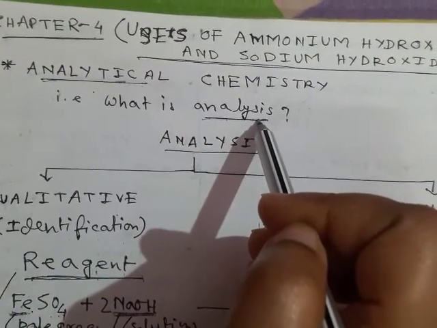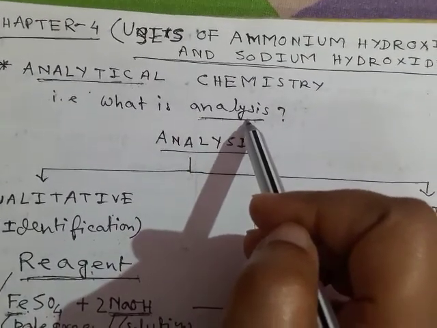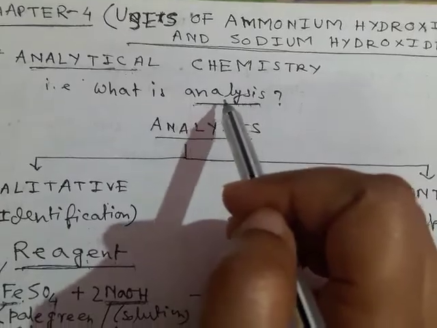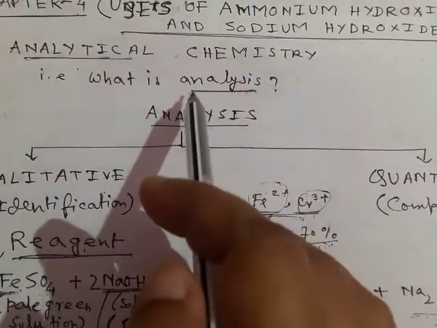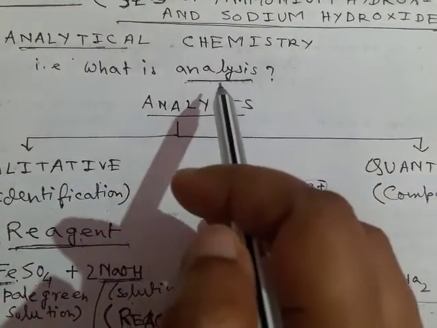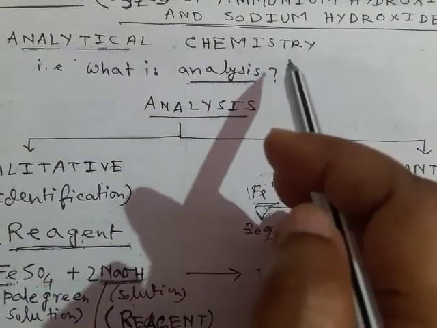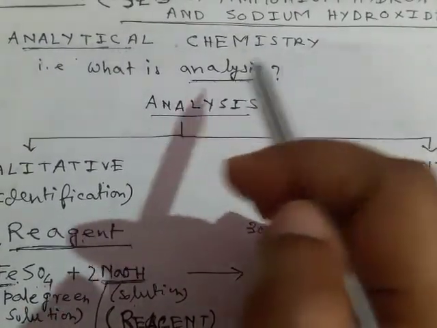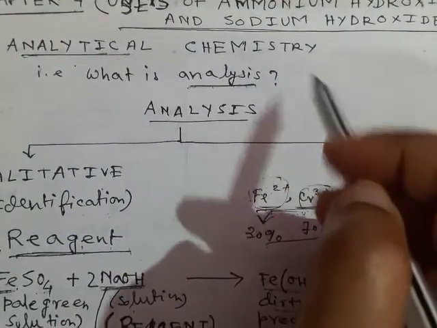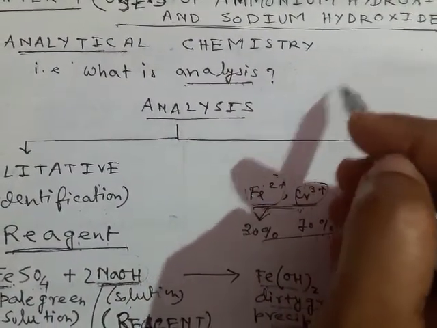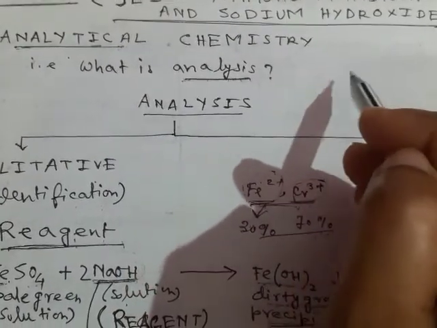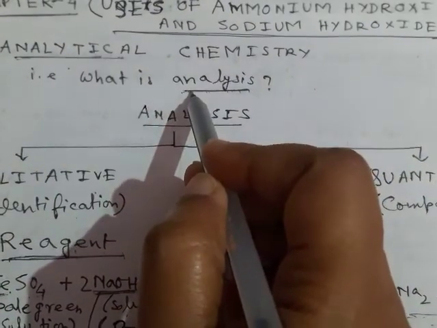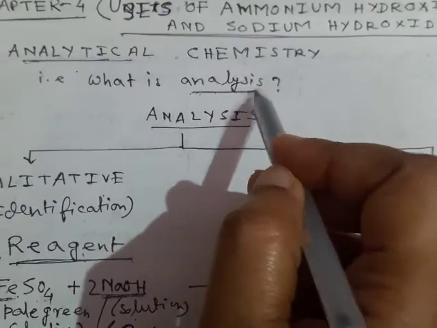Now what is analysis? Analysis actually means determination of different chemical compounds in a given sample. Say a particular sample solution, that is a solution that contains different metal ions, is given to you. Then you have to determine the positive ions, that is the metal ions present in that solution, and also the negative ions or the anions present in that solution. Through different procedures, this is called analysis.